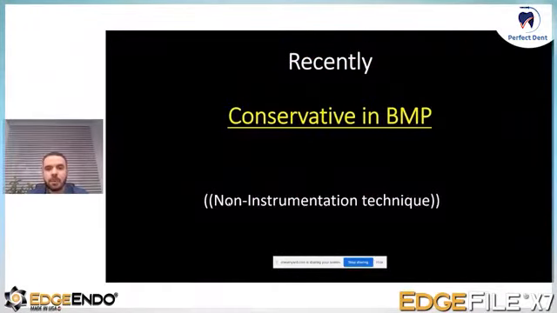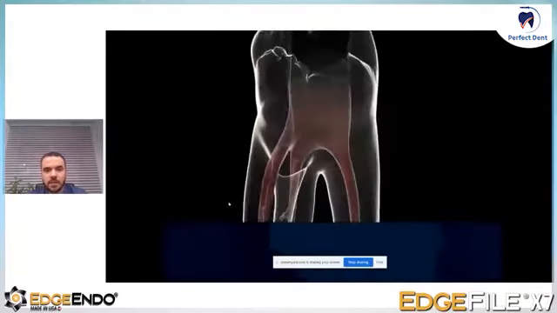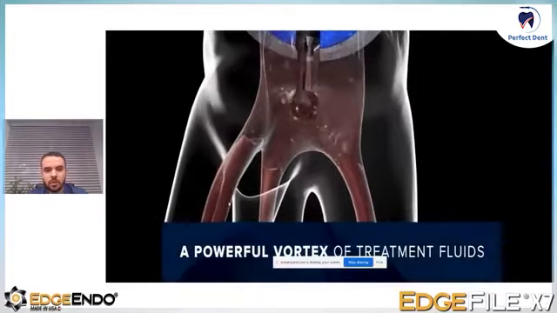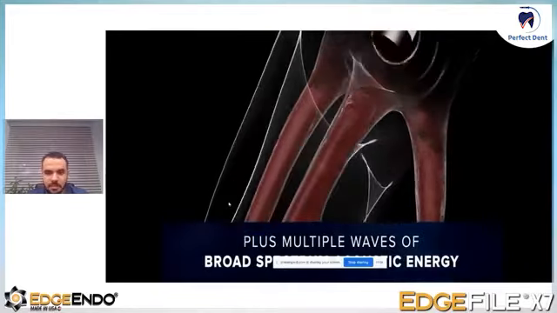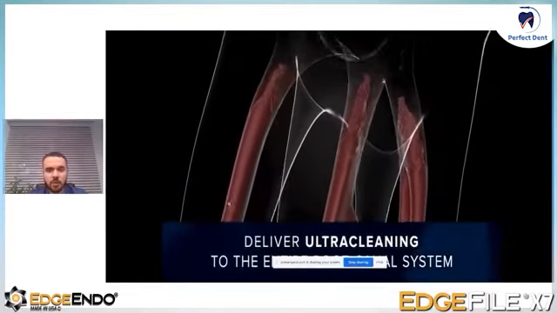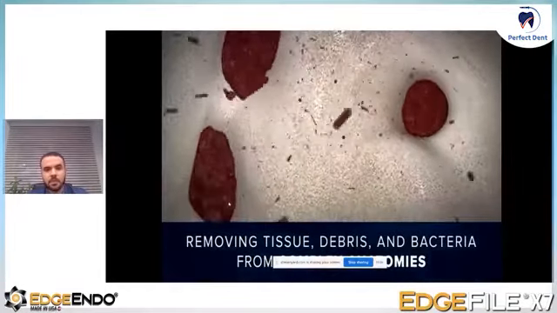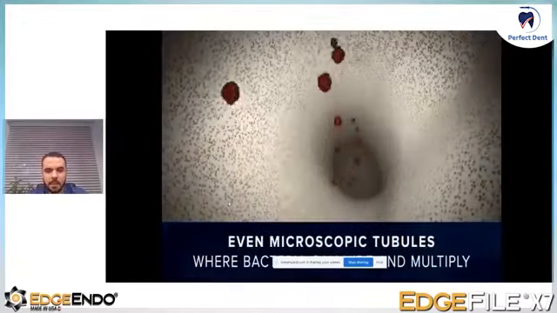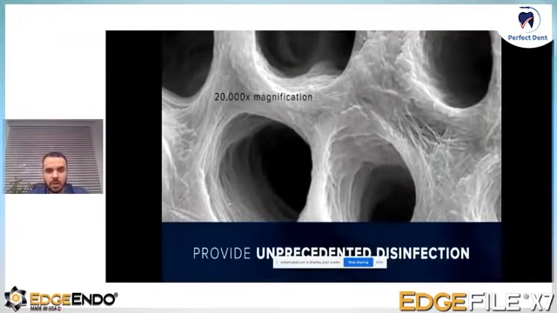Recently, there are conservative techniques in biomechanical preparation called the non-instrumentation technique, using a device called GentleWave. When using the GentleWave device, we only do the access cavity preparation and put the handpiece above the access cavity. The GentleWave will suck out all the content of the complex root canal system: debris, smear layer, pulp tissue, vital or necrotic. After that, we seal the canal with calcium silicate sealer or with thermoplasticized gutta-percha.